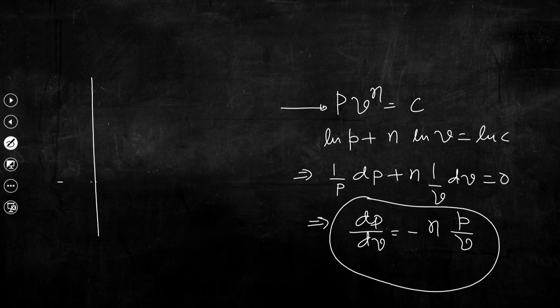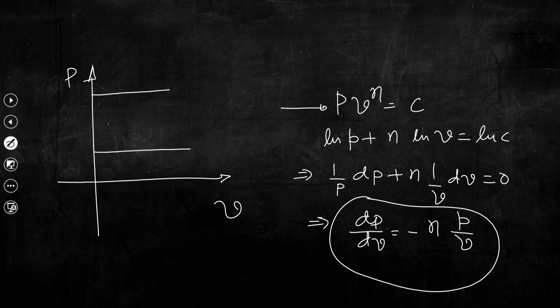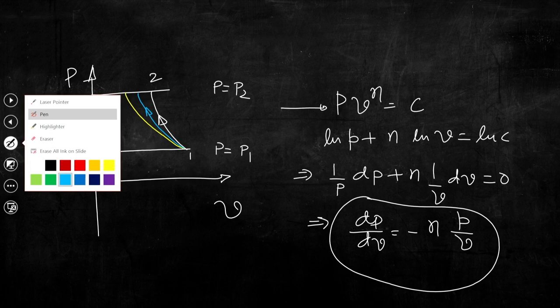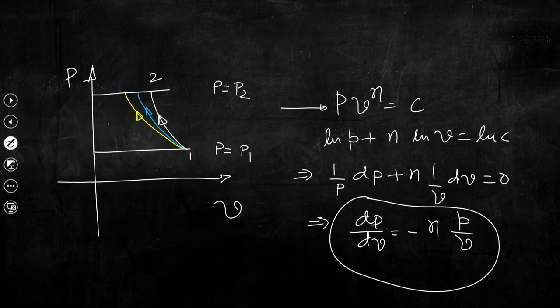So, what we could draw in the last class is that if we try to plot several processes in this PV plane, and if we need to raise the pressure from P1 to P2, so this is P equal to P1 and this is P equal to P2, and then we can see that this is PV^n equal to constant. So, this is 1 to 2, and then we also can have another process where n equal to 1. So, these are the processes 1 2, then 1 2 prime and 1 2 double prime.